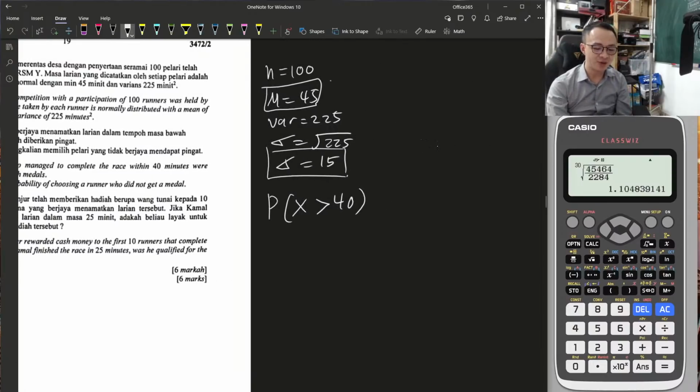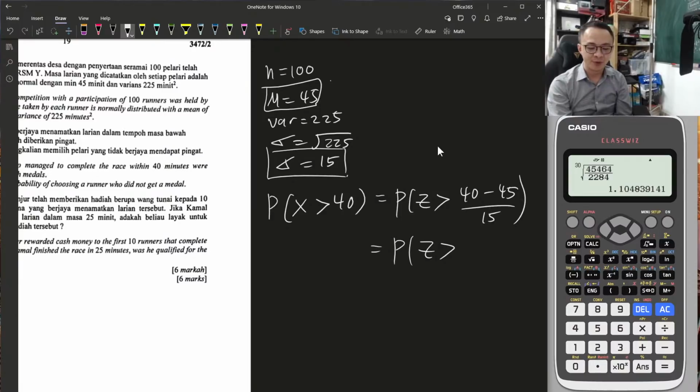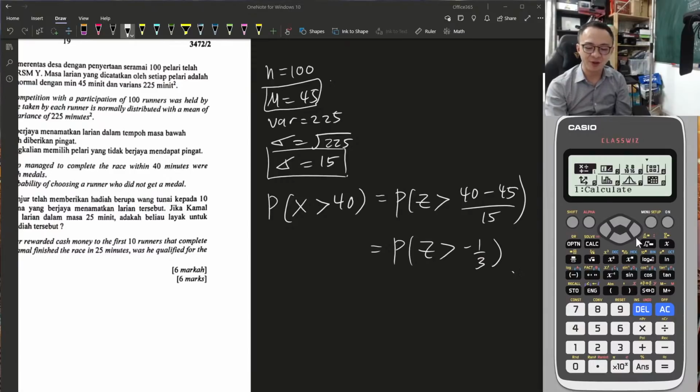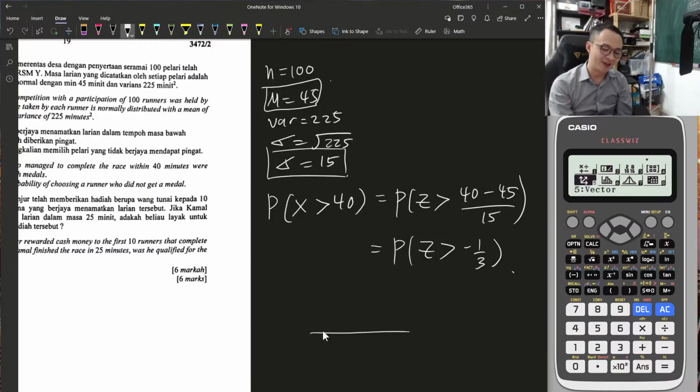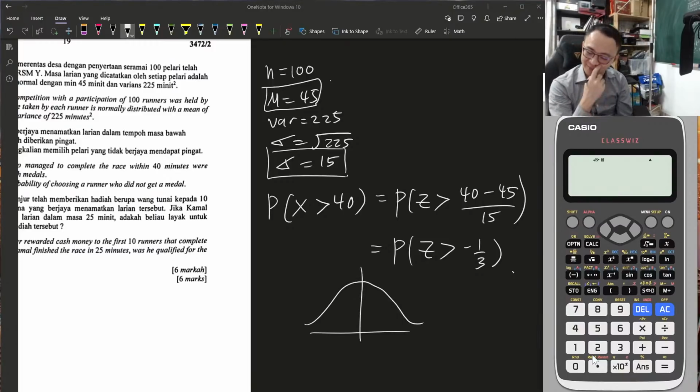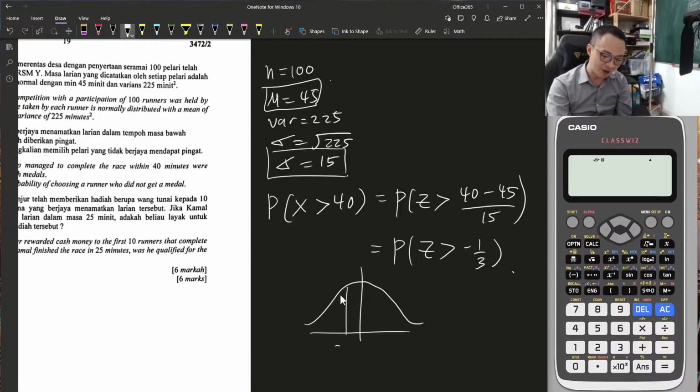So this one you just need to solve it. So this one is probability z is bigger than x minus mean over standard deviation. So this one will be negative 5 over 15, right? Negative 1 over 3. Okay, you can use a Z table. Never mind, I use the table. Actually, I can use a calculator, but it's fine. I assume negative 1 over 3 is over here.